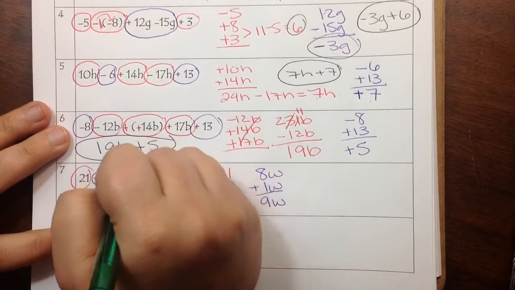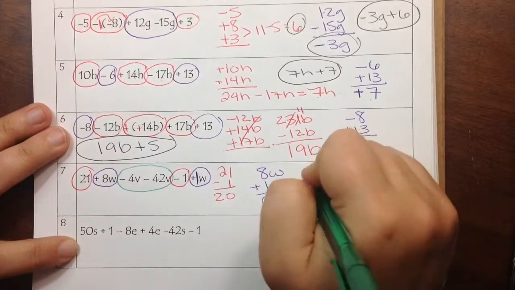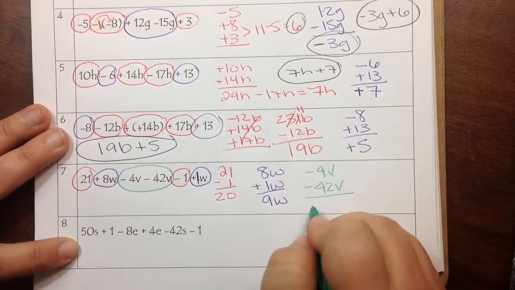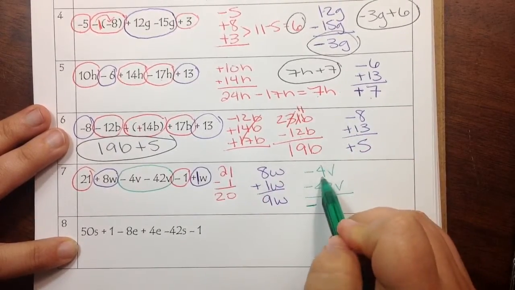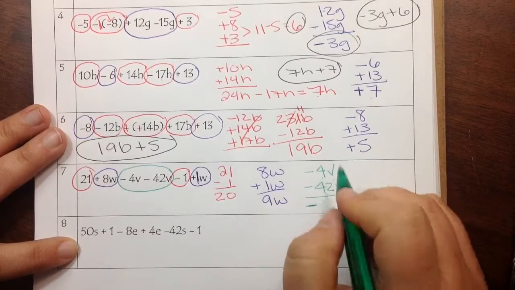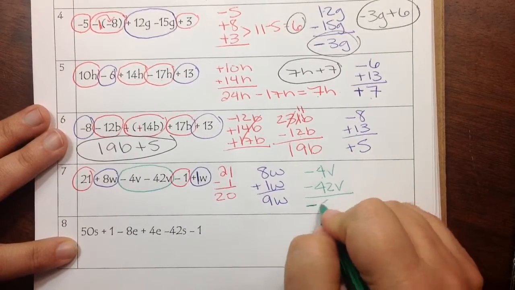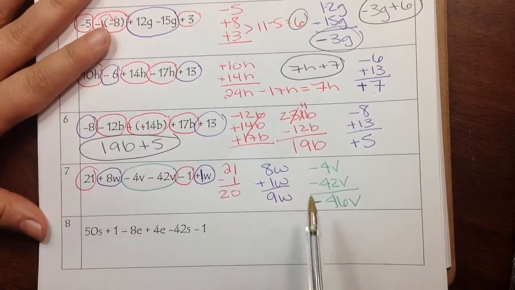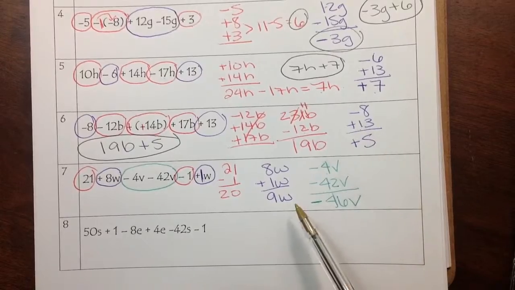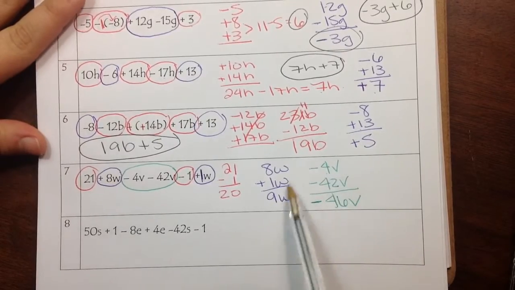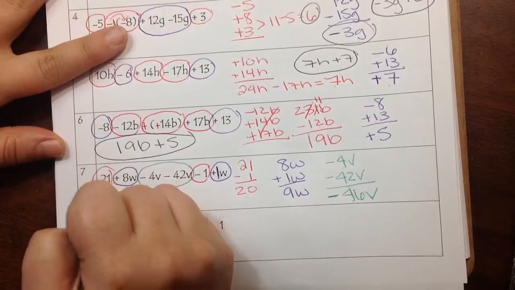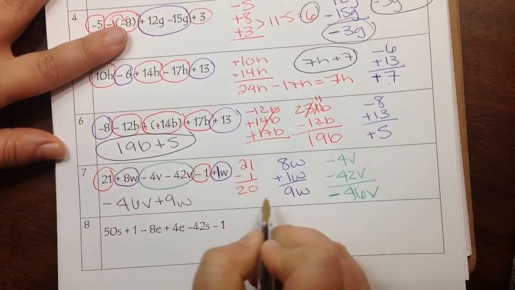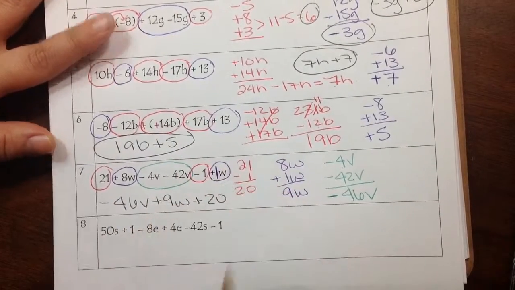Now we got to do these v's. So I have negative 4v minus 42v. 2 negatives would stay a negative. I lost 4 things. I lost 42 things, which means I lost a whole bunch of stuff. But clearly, that would be a negative 46v. So again, I'm going to put everything in order. And things are supposed to be in alphabetical order. So, what comes first, a v or a w? Well, clearly a v. So negative 46v, positive 9w, positive 20.